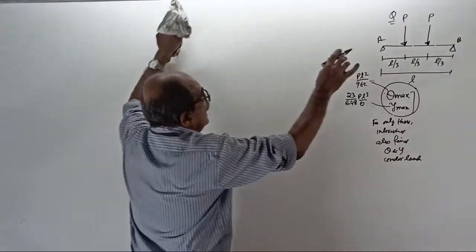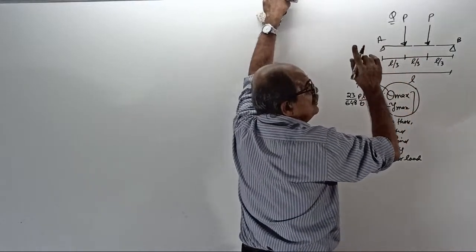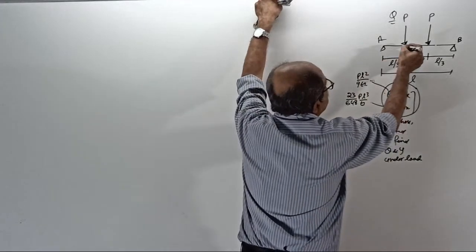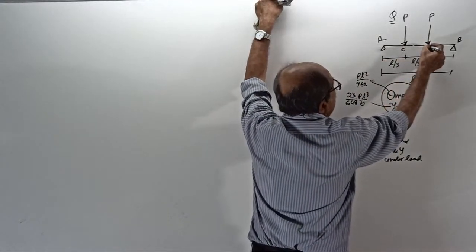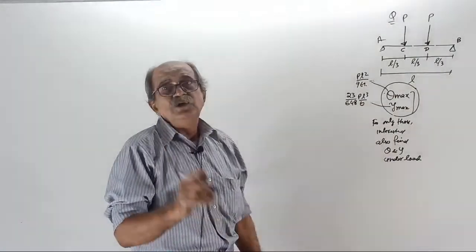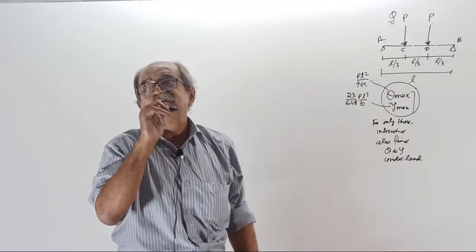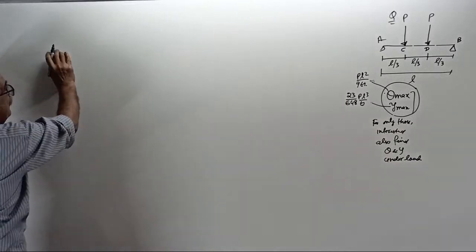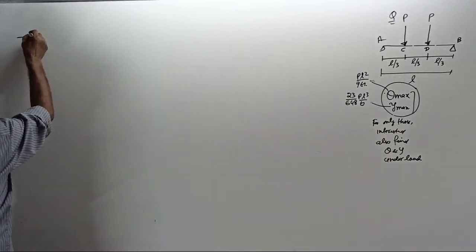Now see, A, B. Now I will do one thing: don't by-heart C as center. I will call this point C and this point D, deliberately, so that you should not by-heart C as center. Okay, start. Solution. Draw the beam neatly.